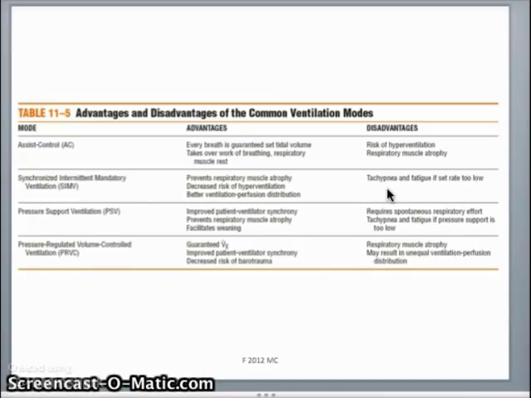Okay. We have pressure supported. Okay, that improves the patient's ventilatory synchrony and prevents respiratory atrophy and helps with weaning. However, it requires spontaneous respiratory effort. So the patient has to be able to really kind of breathe on their own, and they can also become fatigued. Okay. And then we have pressure regulated controlled volume. And we don't see that too much, so I'm not going to go into it terribly much.